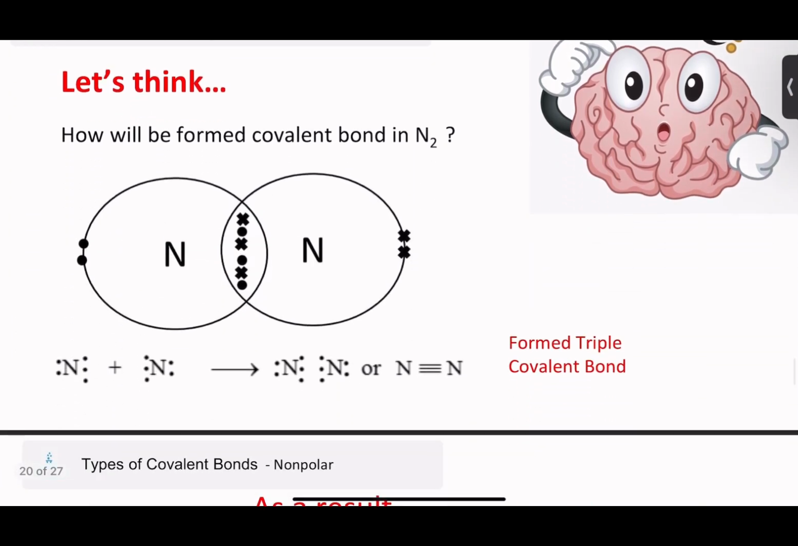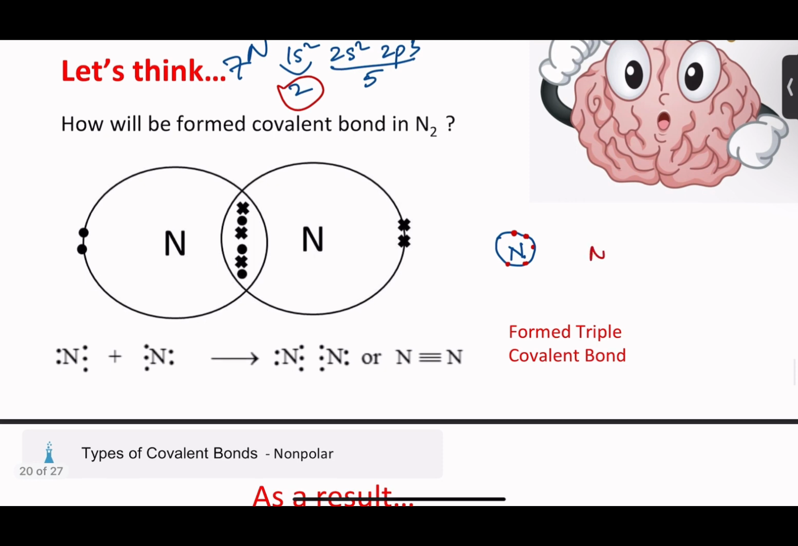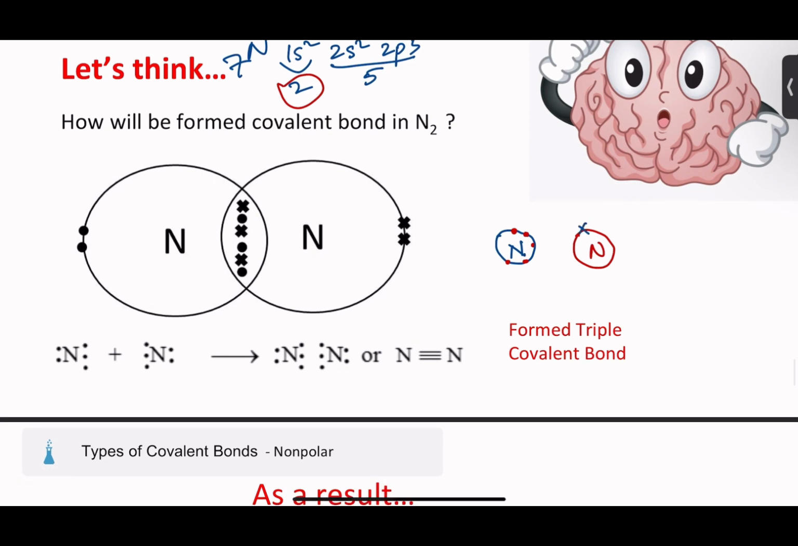Now let's look at nitrogen. Nitrogen, we're going to do it together. I have 1s2, 2s2, 2p3. Nitrogen has atomic number 7, so first shell 2, second shell I have 5. So I have nitrogen, and then I'm going to put 1, 2, 3, 4, 5. I showed only the last shell on the nitrogen. I didn't show the first shell. And then the other nitrogen, I have here 1, 2, 3, 4, 5.